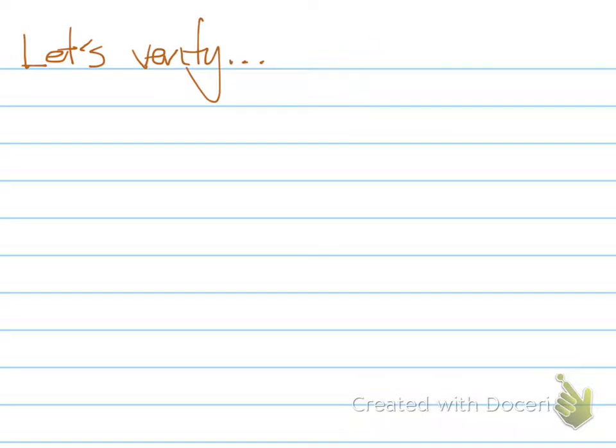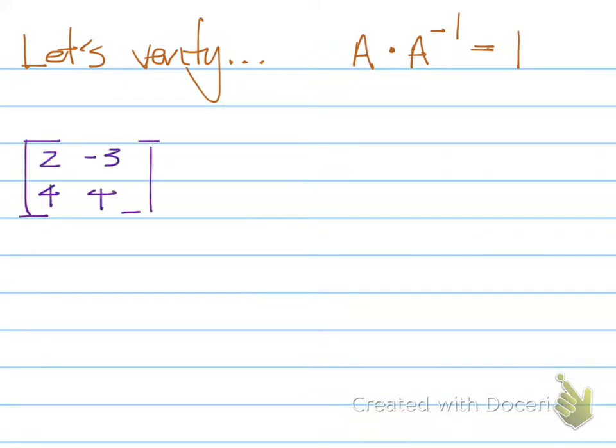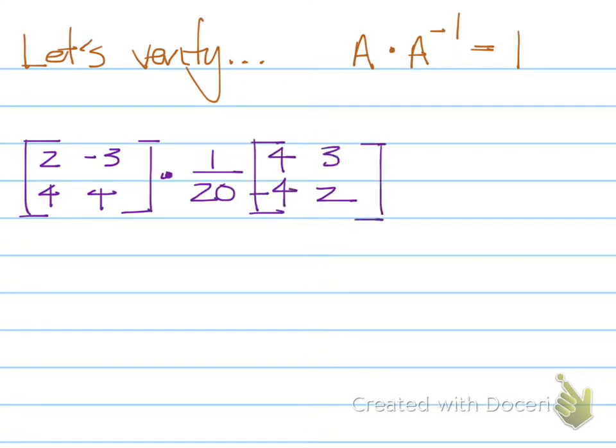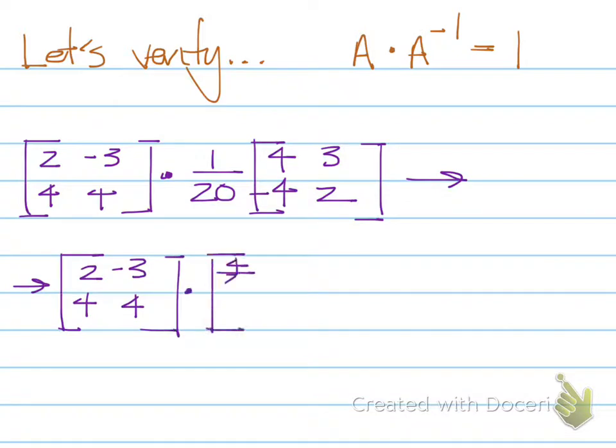And we can verify that. As was stated a couple slides ago, any number times its inverse is equal to 1. So if we take the original matrix and multiply it by its inverse, we should get 1. All right, so we have a scalar in front of our second matrix. We have 1 over 20. If we multiply that 1 over 20 to everything inside the matrix, we get 4 over 20, 3 over 20, negative 4 over 20, 2 over 20.